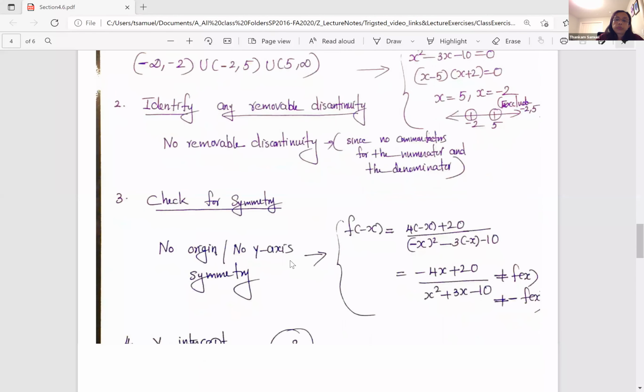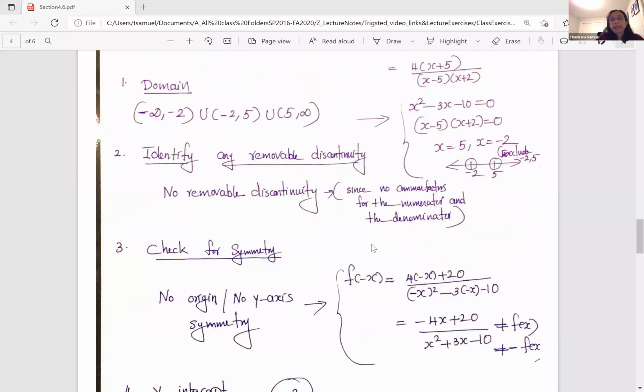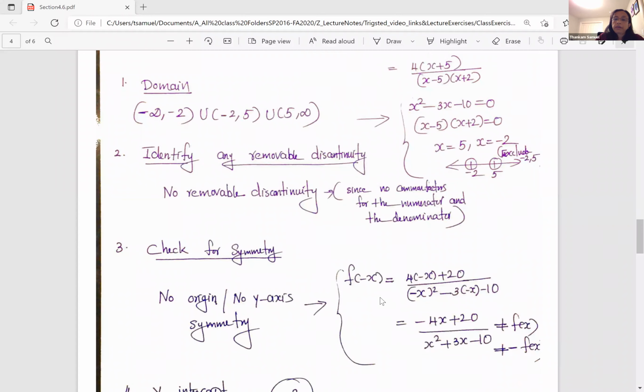So we can conclude that there is no removable discontinuity. Then the next step is to find the symmetry. To find the symmetry, we have to find f of negative x, which means we replace every x in the function by negative x. If you get the same function, it is an even function, symmetric about the y-axis. But if you get the opposite of the given function, it is an odd function, and then it is symmetric about the origin.